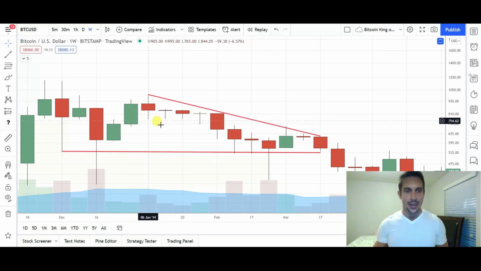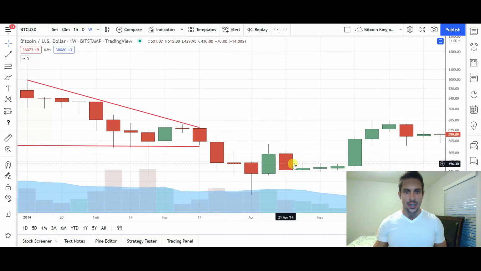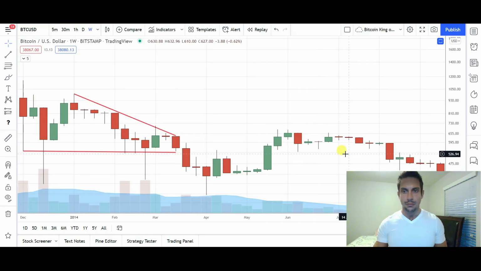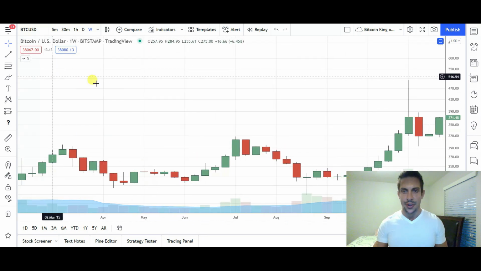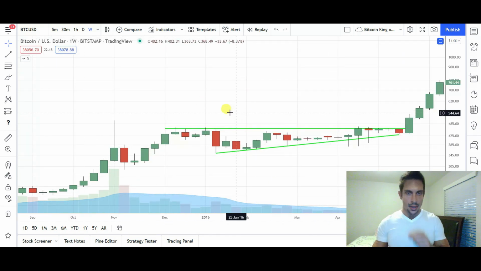Here is a massive descending triangle. This is in 2013 going into 2014, okay? As you can see, we broke down. Once again, price broke down. Let's continue through time. That's the 4th time that we've seen this triangle pattern.